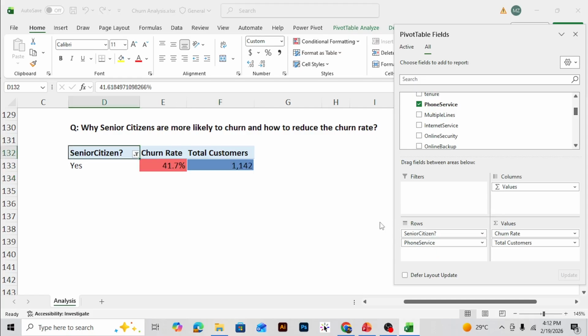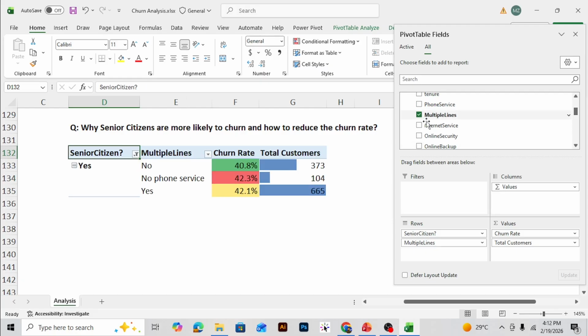Now let's remove the phone service and bring the multiple lines. And a similar pattern, we can see that those who do not have any multiple lines, their churn rate is 40%, whereas those who have multiple lines, their churn rate is a little higher, which is 42%.